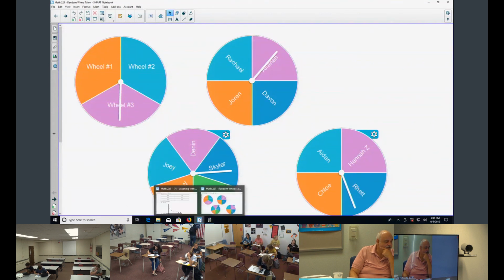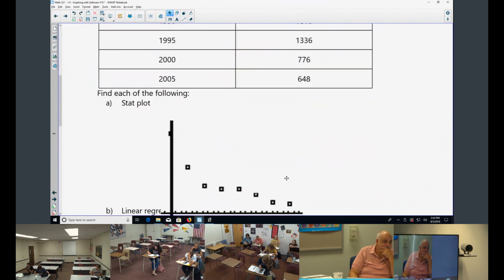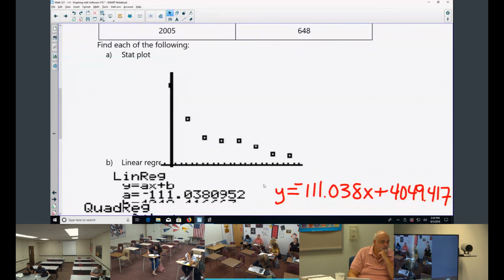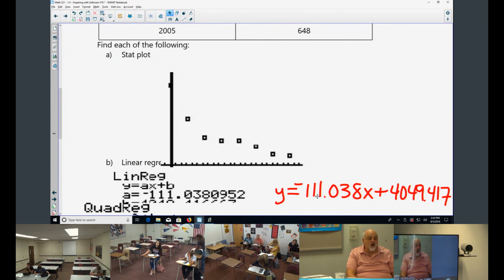All right, Rhett, when you've got it. Your A is negative 111.038 and your B is 40,049.417. Good. And so then to actually write the equation, you plug in the A and the B into y equals ax plus b. So I would want you to write it like this on your paper. Any questions on that?